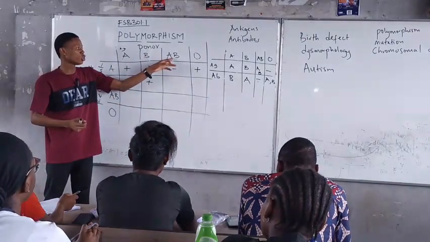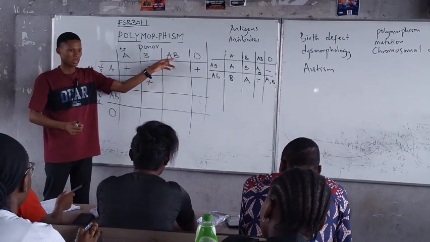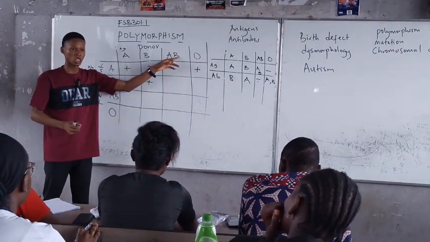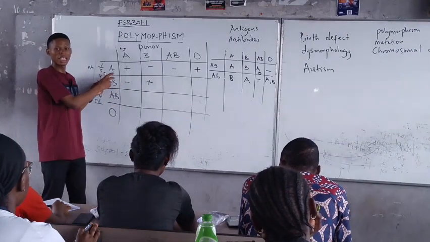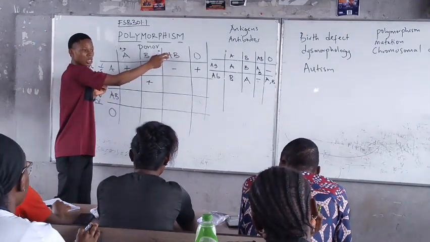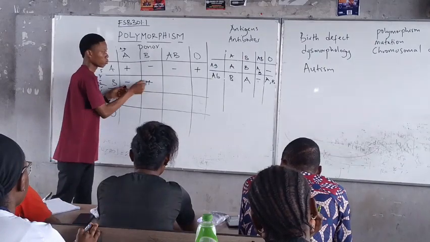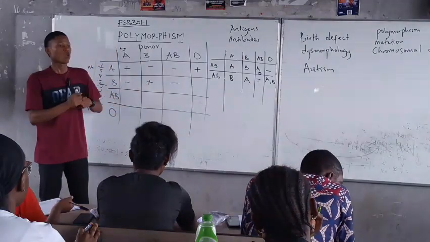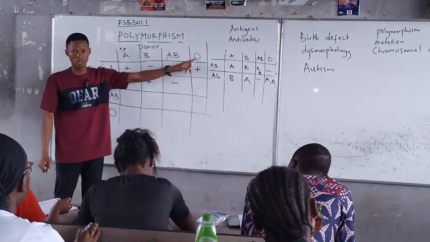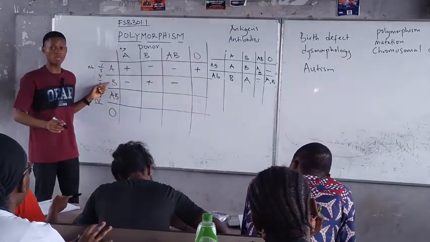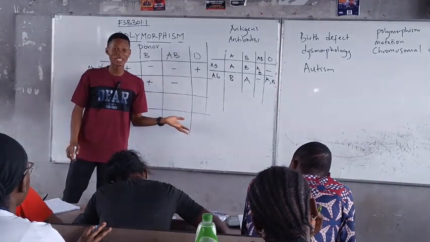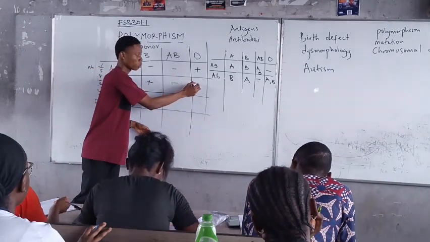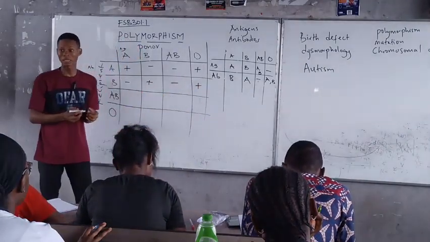What antigen do we have here? Antigen A and antigen B. What antibody do we have here? Can antibody A go and fight against antigen A? Plus or minus? What antigen do we have here? No antigen. Yeah, what antibody do we have? Can antibody A fight against air? So plus or minus? Do you understand?